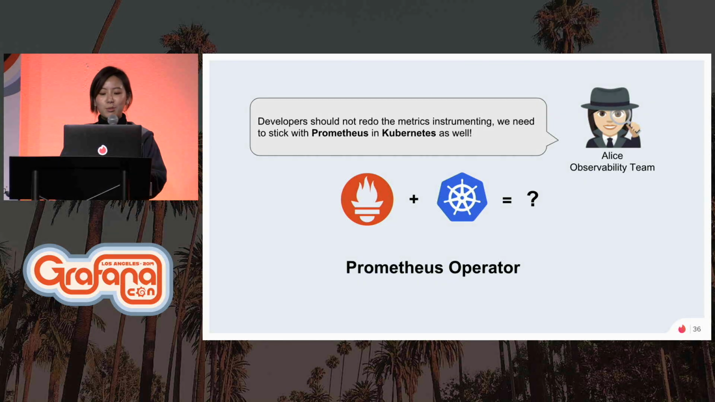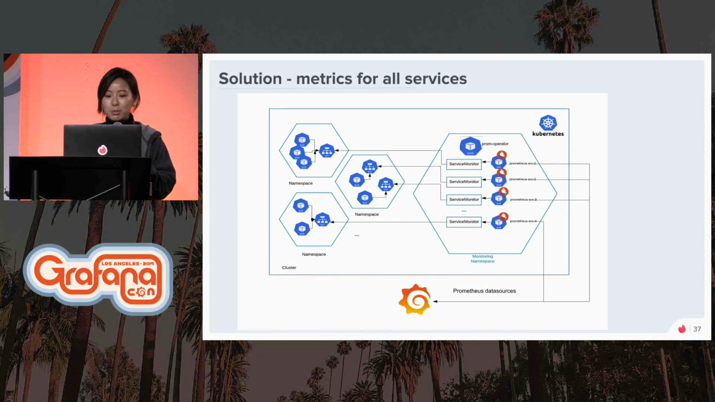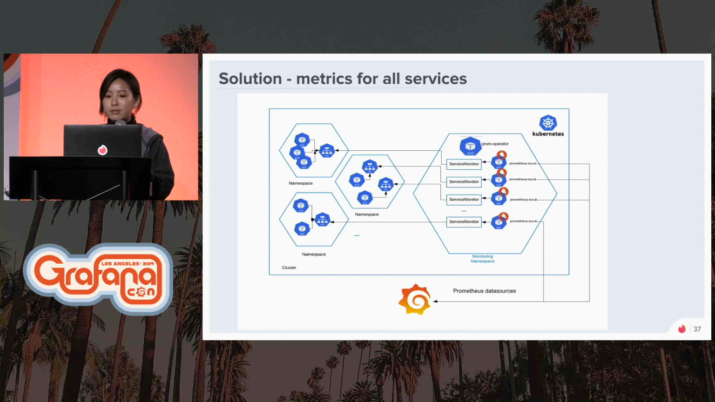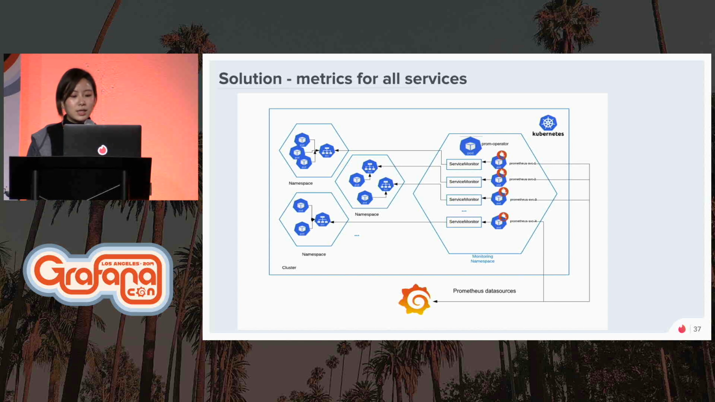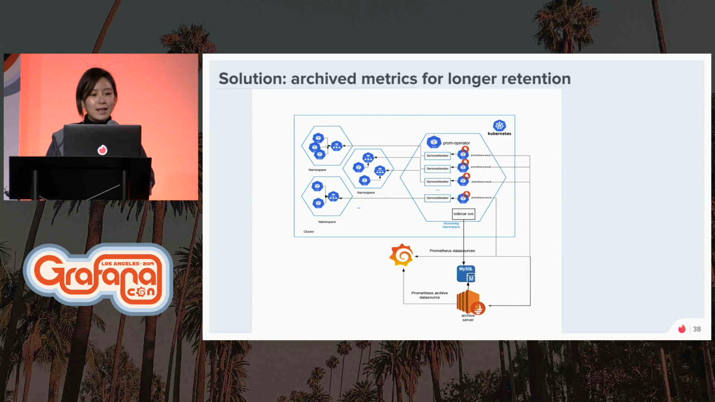The Prometheus operator. So Alice launched a Prometheus operator inside the monitoring namespace. Then the service monitor will select the targets we will try to monitor, and the Prometheus service itself will pull the metrics from those service monitors. And just like on EC2 before, this Prometheus service endpoint is also exposed as a separate Prometheus data source to Grafana. Let's not forget those archived metrics for longer retention.